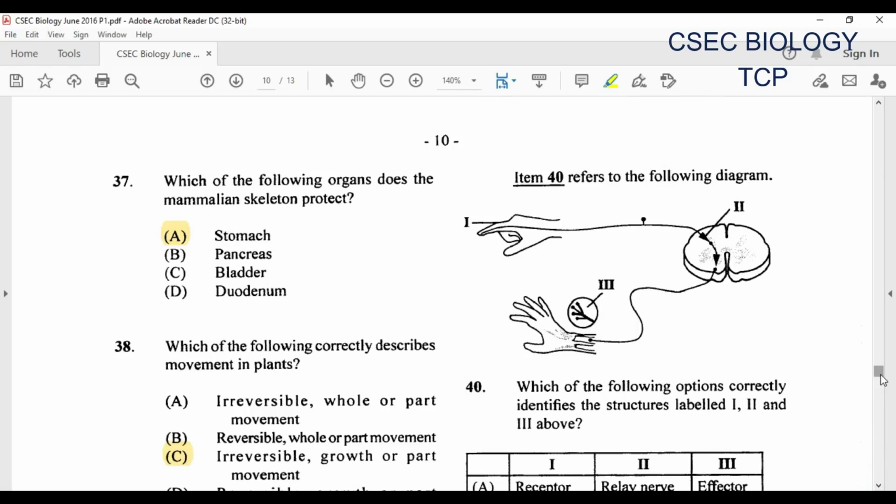Alright, interesting here. We want to look at this one. This one is another tricky one, but it too has made its round on the paper. Item 40 refers to the following diagram. We're seeing 1 there being the receptor. It's collecting that bit of information. And we're seeing the sensory neuron going there, and it forms pretty much a part of the spinal nerves. And we are seeing 3 there being the effector.